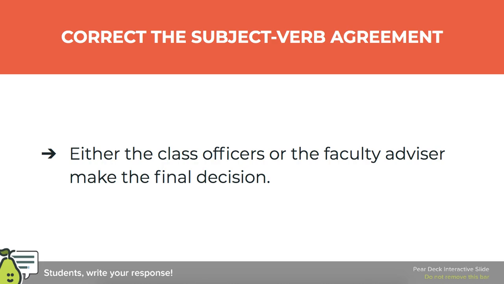The word make is closer to the word faculty advisor than it is to class officers. So we need to make sure that our verb make matches faculty advisor. And in order to do that, we are going to add an S to the end of it because remember, we're playing with opposites here. So the faculty advisor, that is singular, it does not have the S. So we want to move that S over to the verb, which is make. So the corrected sentence should be either the class officers or the faculty advisor makes the final decision.